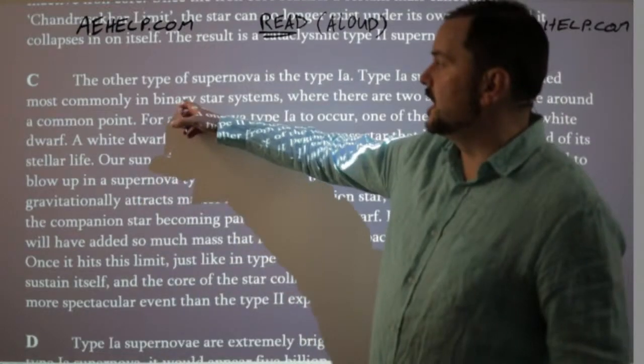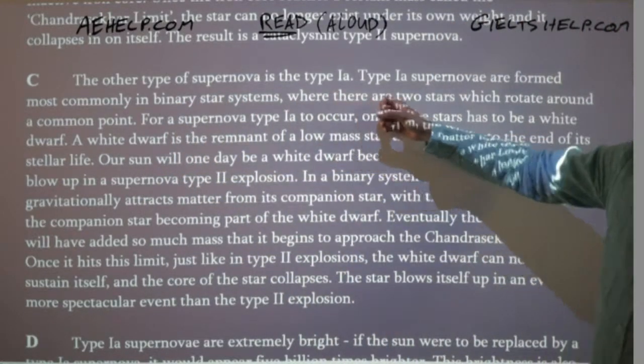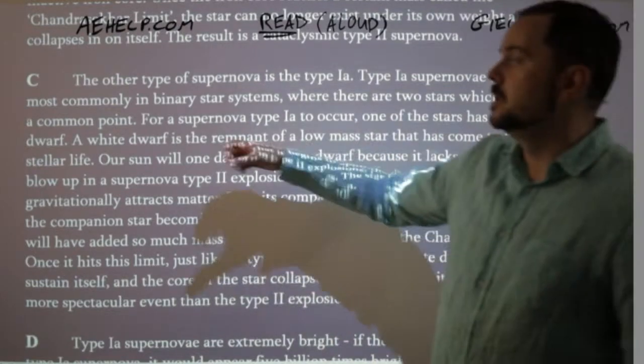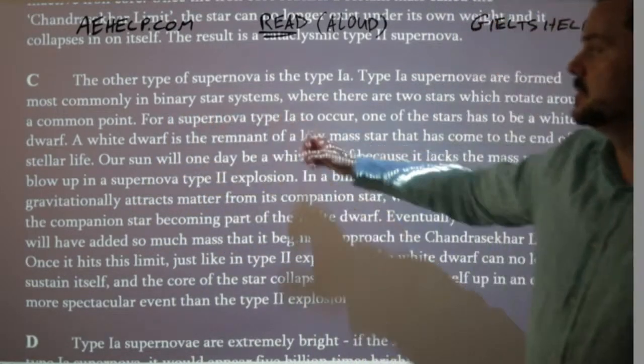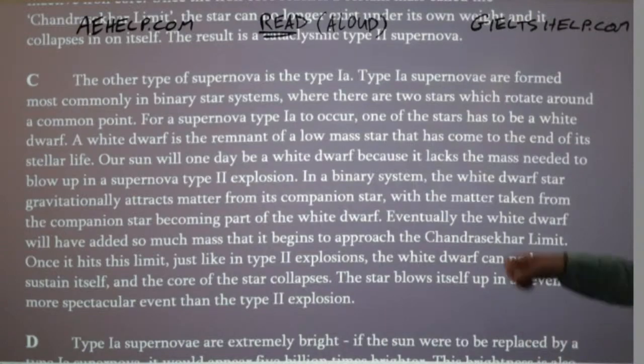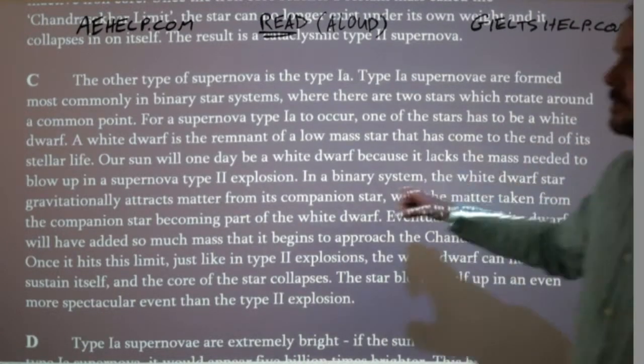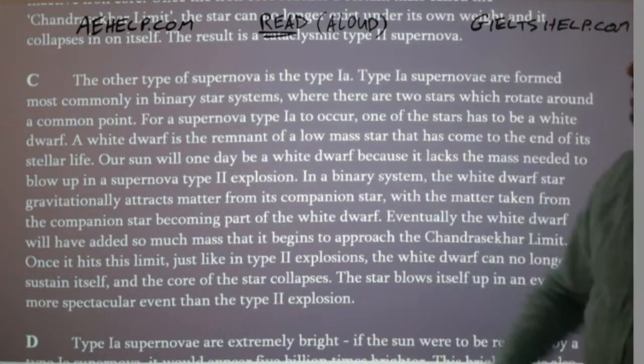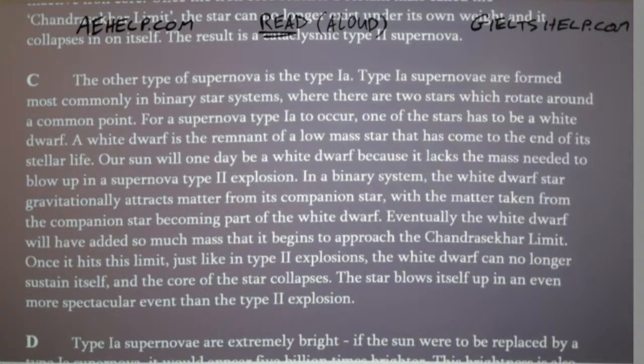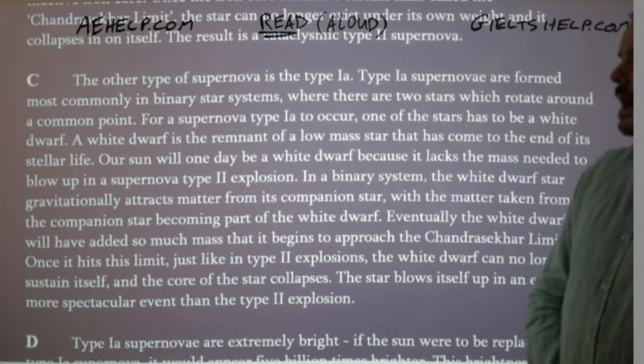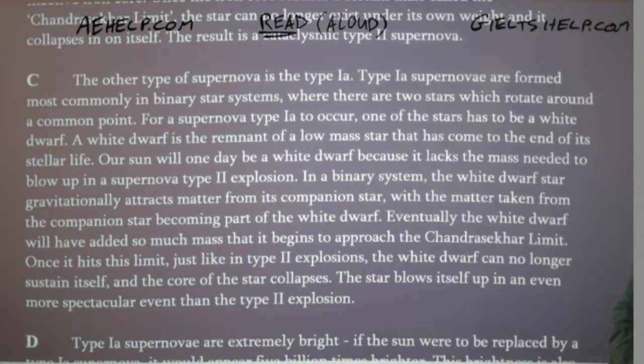All right, the other type of supernova is the type 1a. Type 1a supernova are formed most commonly in binary star systems, where there are two stars which rotate around a common point. For a supernova type 1a to occur, one of the stars has to be a white dwarf. A white dwarf is the remnant of a low-mass star that has come to the end of its stellar life.